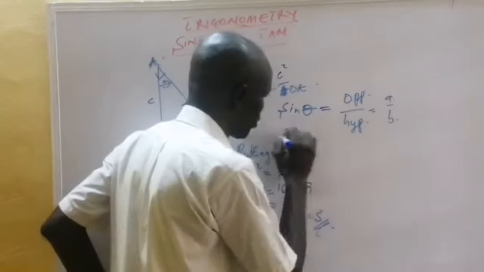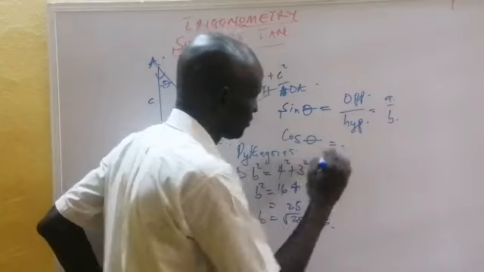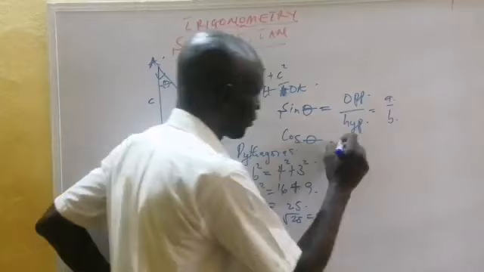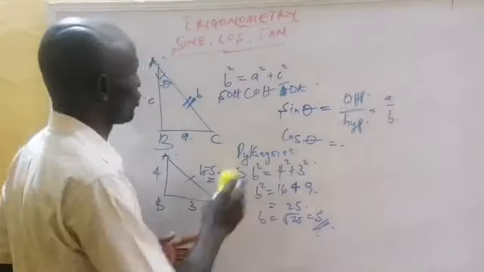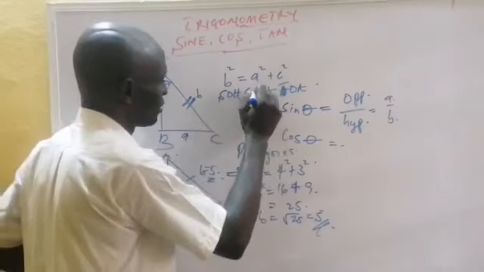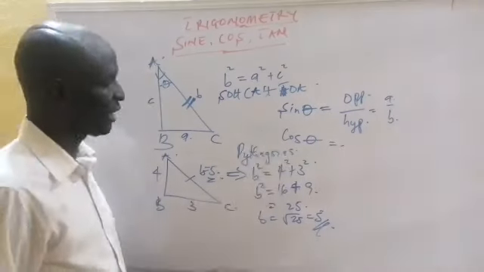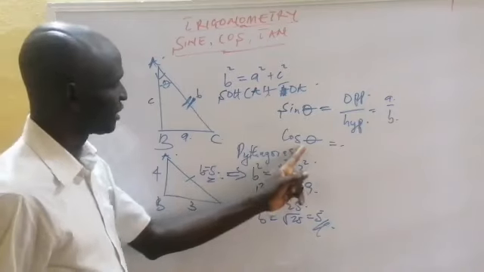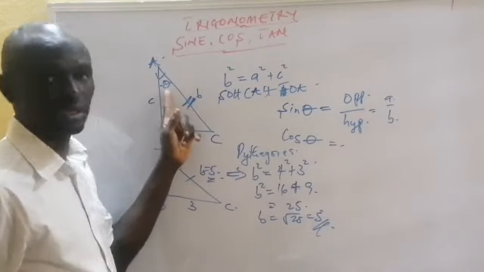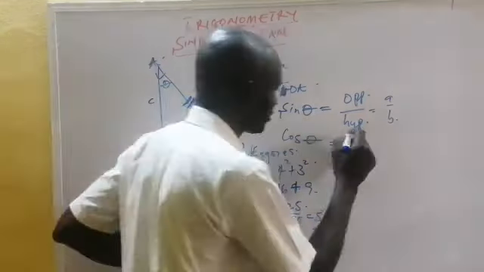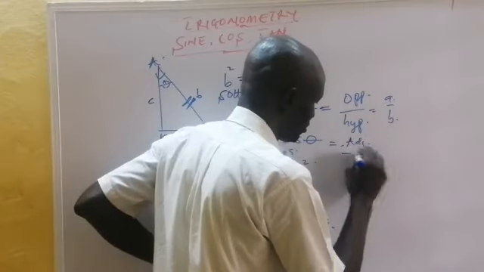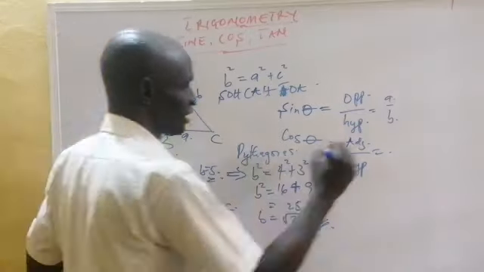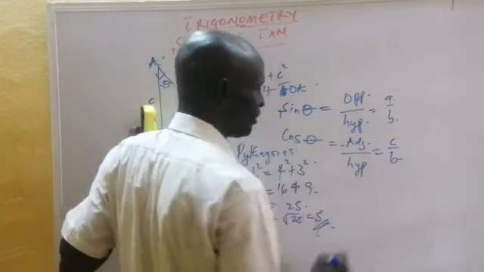If I'm going to take the cosine of this angle at A, it's equal to opposite, SOHCAHTOA. If I'm taking the cosine, that was a mistake, this is CAH. If I'm taking the cosine of this angle at A, it becomes my adjacent over hypotenuse. That will be equal to C over B.